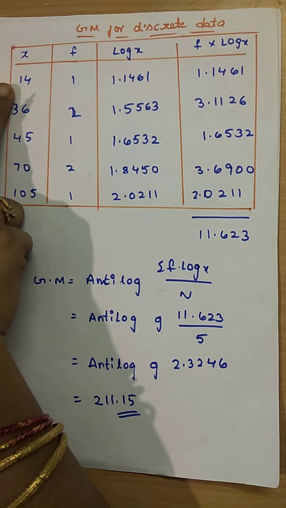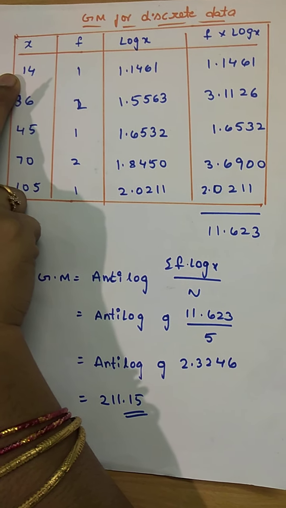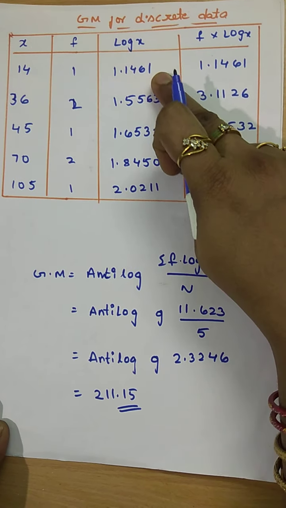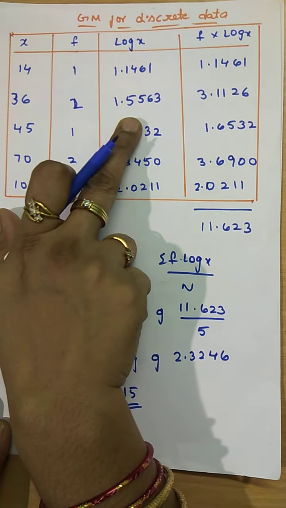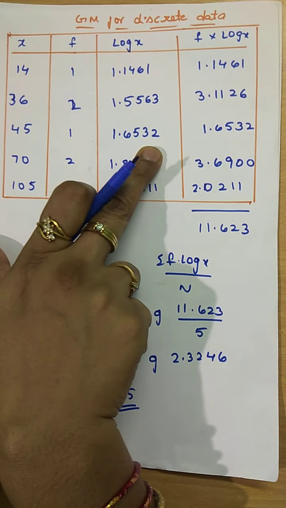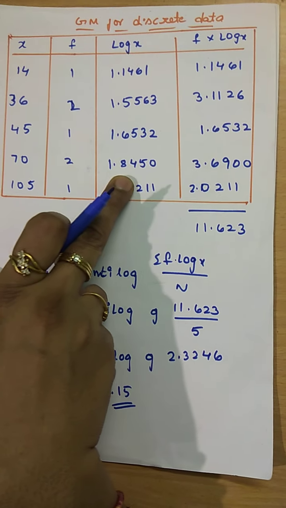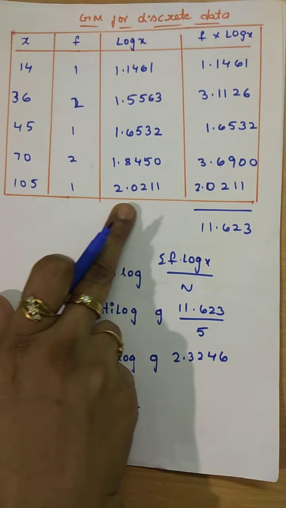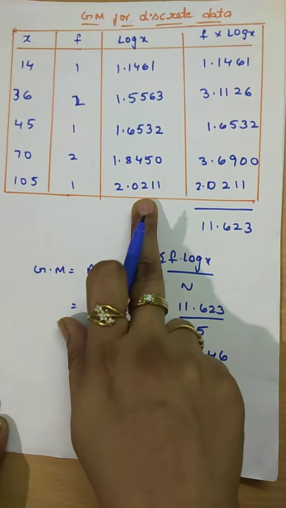If you type log 14 in a calculator, you will get 1.1461. Log 36 is 1.5563. The logarithmic value of 45 is 1.6532. The logarithmic value of 70 is 1.8450. The logarithmic value of 105 is 2.0211. You can calculate these values from a calculator.